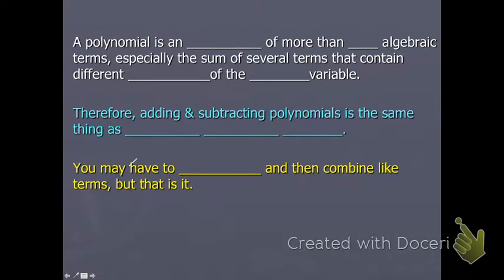A polynomial is an expression of more than two algebraic terms, especially the sum of several terms that contain different powers of the same variable. Now, what does that mean? It means we have an expression with no equal sign or no inequality sign of more than two algebraic terms with different powers. So here's an example.